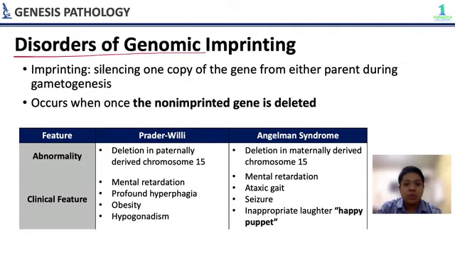Next, we have disorders of genomic imprinting. This happens because there is silencing of one copy of the gene from either parent during gametogenesis. So it occurs once the non-imprinted gene is deleted. Sa Prader-Willi, nagde-delete yung paternal. So Prader, father. Pareho silang derived from chromosome 15. Tapos yung Angelman naman, nade-delete yung maternal. So Angel, it sounds like a girl's name.